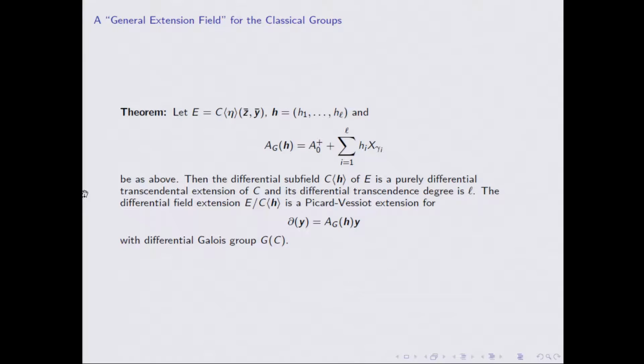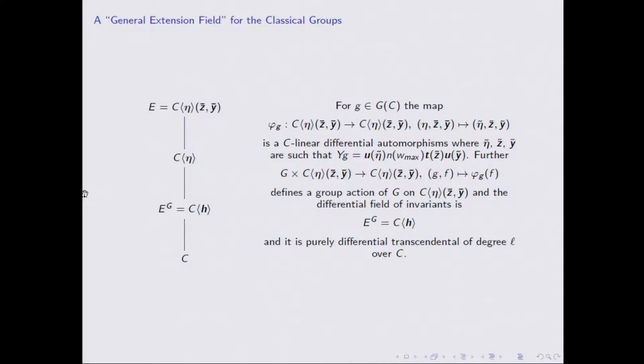So this is the whole situation. Here's our field. These are the coefficients of our equation. Then this differential subfield of E is a purely differential transcendental extension of C. Its differential transcendence degree is l. The differential field extension E over this differential subfield is a Picard-Vessiot extension for this matrix differential equation with differential Galois group G(C).